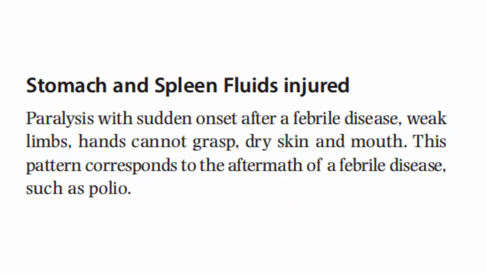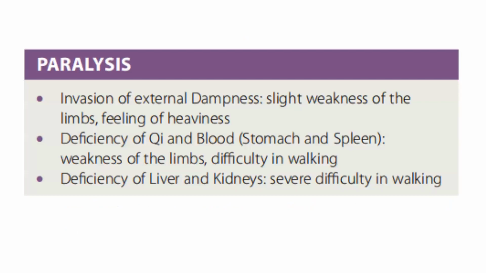In stomach and spleen fluids injured, there is paralysis with sudden onset after a febrile disease, weak limbs, hand cannot grasp, dry skin and mouth. This pattern corresponds to the aftermath of a febrile disease such as polio.